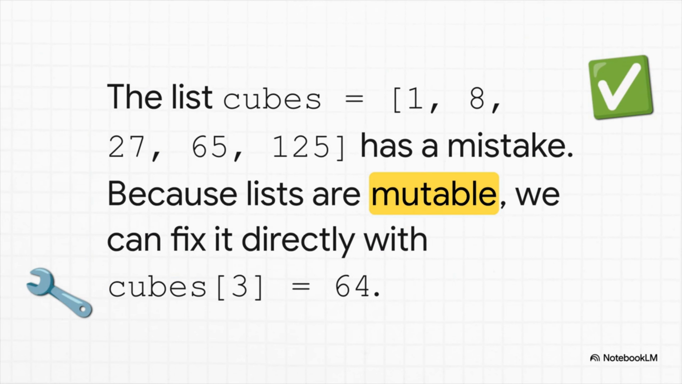And this is where that whole mutable idea really clicks. Take a look at this example straight from the Python tutorial. A list of cube numbers. Wait a second. See the mistake? 4 cubed is 64, not 65. But because lists are changeable, it's no big deal. We just target that item by its position, that's index 3, and we assign the correct value. Boom, fixed, right in place.